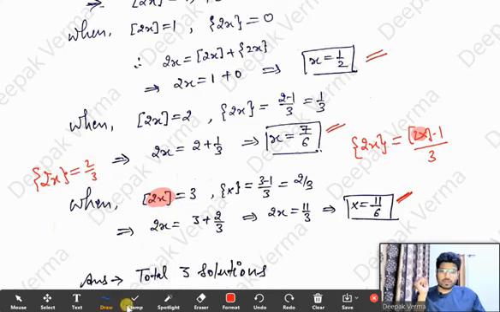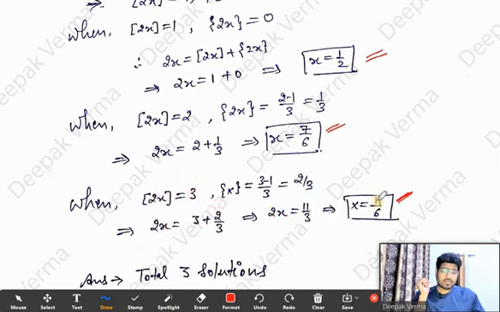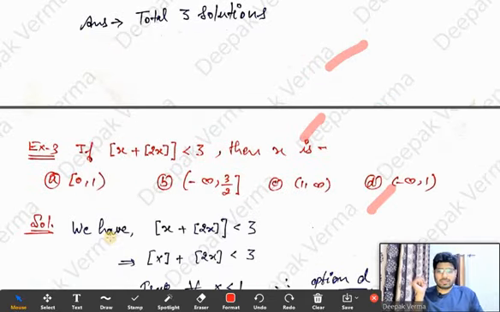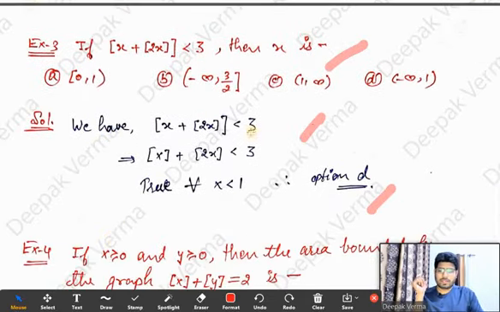Now 2x is equal to integral part plus fractional part. Fractional part is equal to 2 by 3 and integral part is 3. Then we get 3 into 3, 9 plus 2, we get 11 by 3. Then 2 will come here and get multiplied by 3. We will get 6 here. Then x is equal to 11 by 6. Got it? So in total we get 3 solutions: 1 by 2, 7 by 6, 11 by 6. These are the 3 solutions. So this is your answer. I hope it is clear.